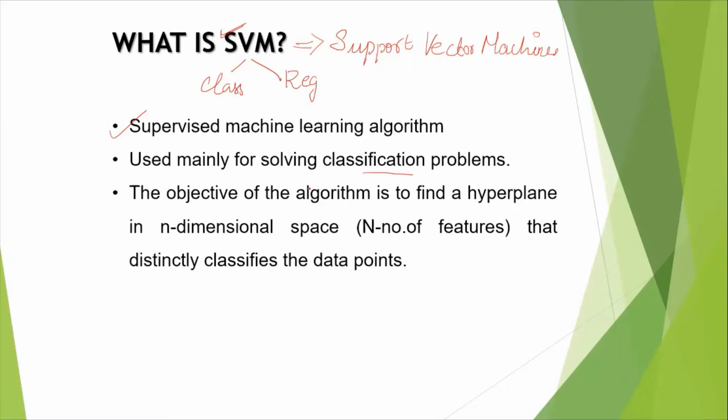And the objective of this algorithm is to find a hyperplane in n-dimensional space. This n-dimensional refers to the number of features. If you have two features, it is two-dimensional space. Three features means 3D. That distinctly classifies the data points. So till now we have seen many algorithms like decision tree, then k nearest neighbor, then in the last class we saw naive Bayes. So now in this list we have support vector machines.